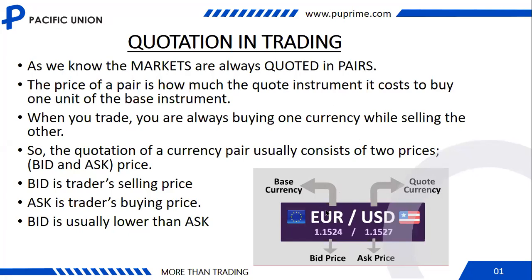So usually, on your laptop or your PC, you see the bid price as the first price, and the ask price is the second price under the quotation. Sometimes on mobile phones, once you go to the quote of your chart, you see two prices. The first price is the bid price, while the second is the ask price. The bid is the price at which your trade is going to be executed if you want to sell, and the ask is the price at which your trade is going to be executed if you want to buy.